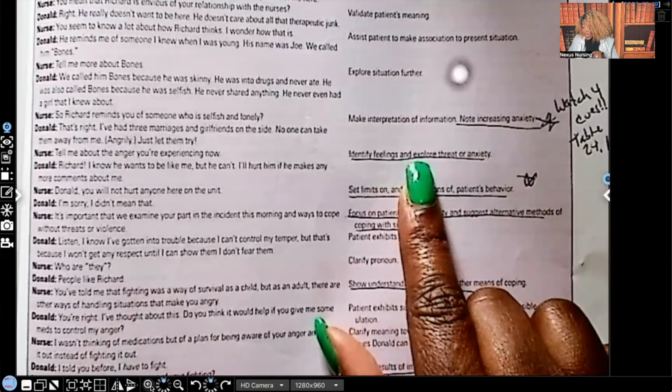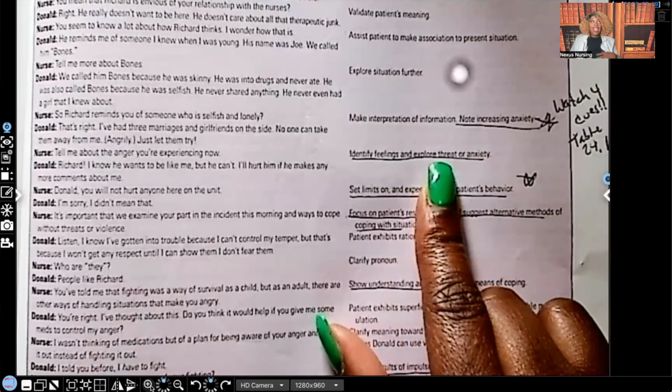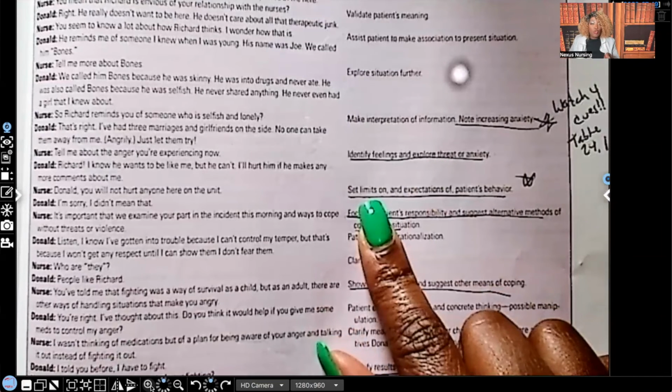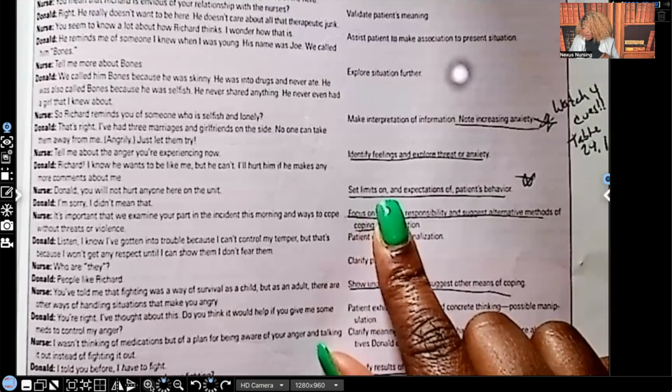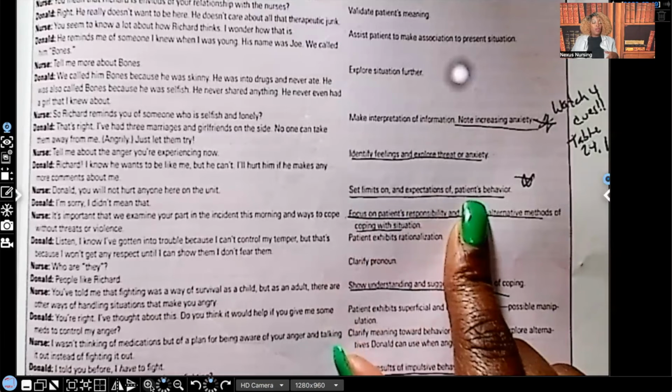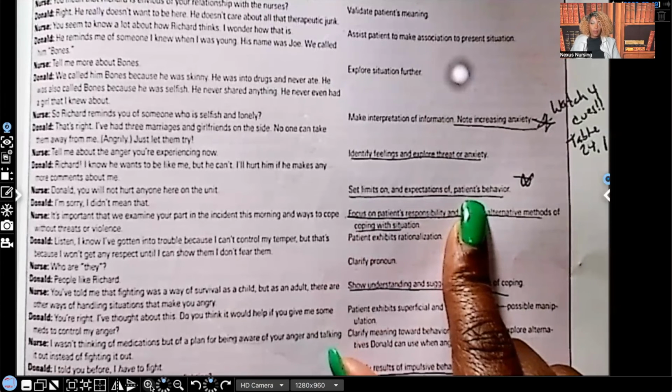Identify feelings and explore threat or anxiety. Let's talk about how you're feeling right now and let's get to the bottom of it. What is making you feel threatened and what is increasing your anxiety? You need to set limits. You need to have boundaries. Set limits and expectations on the patient's behavior, and you have to do that at admission. You can't wait until the patient does something wrong for you to tell them, okay, you broke a rule, here's the consequences. At admission, you tell them what the expectations are and what the consequences are if those expectations are broken, and you need to stick to it. And you have to control boundaries because they will try to overstep those boundaries.